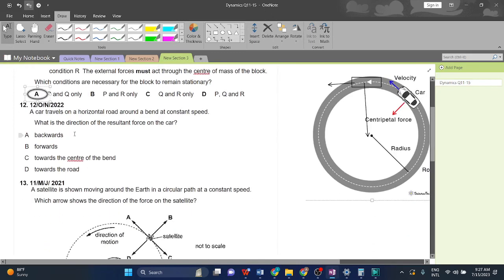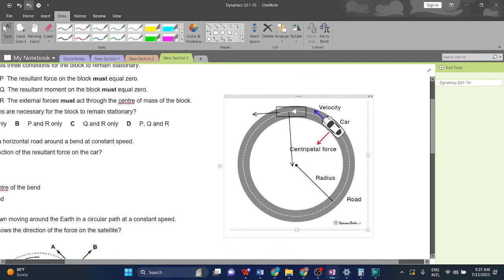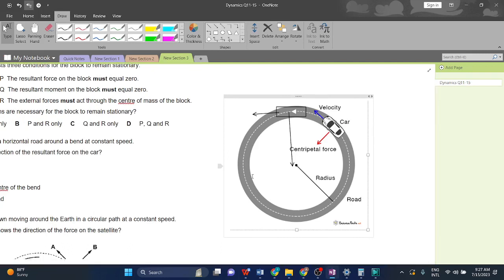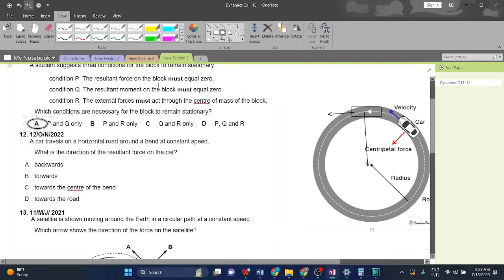Question 12. A car travels on a horizontal road around a bend at constant speed. What is the direction of the resultant force on the car? Accha, I think we have done this before, in questions 1 to 5. Whenever a body is moving in a circular path, the resultant force is always towards the center. That's why it's called the centripetal force. So I think the answer is pretty evident. Towards the center of the bend.